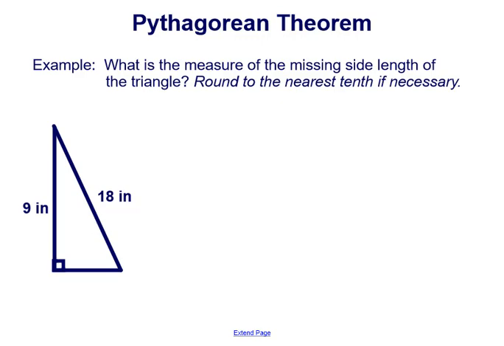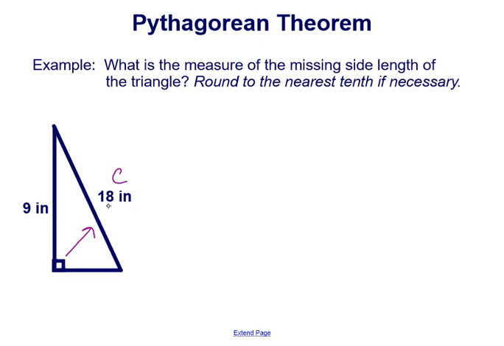We have our first example here: what is the measure of the missing side length of the triangle, and we'll round to the nearest tenth if necessary. Looking at our triangle, we first have to determine, are we missing a leg or the hypotenuse? Well, we have our right angle here, and the first thing to do is look at the side across from the right angle and label that C. That's your hypotenuse. And as you can see in this example, we know the value of the hypotenuse is 18 inches. So we're not missing the hypotenuse.